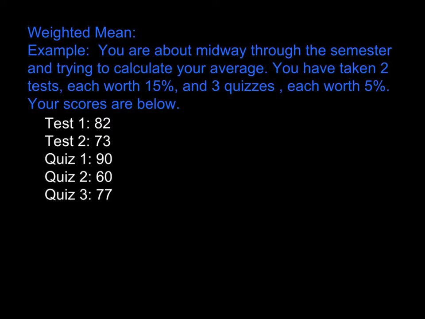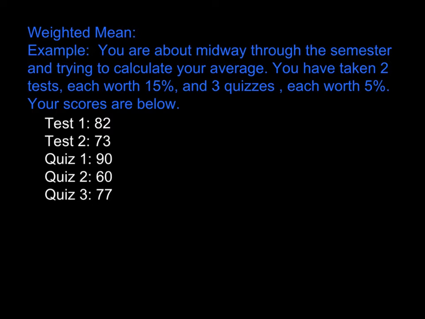So here we have a really common example of weighted mean. You'll see ones like this in your homework, and you'll see ones where you're trying to calculate your GPA, which is also a weighted average depending on how many credits and your score. So this example is just that you're about midway through the semester and you're trying to figure out your average. The syllabus says tests are worth 15%, quizzes are worth 5%. Okay, so you're trying to figure out where you're at so far in the course.